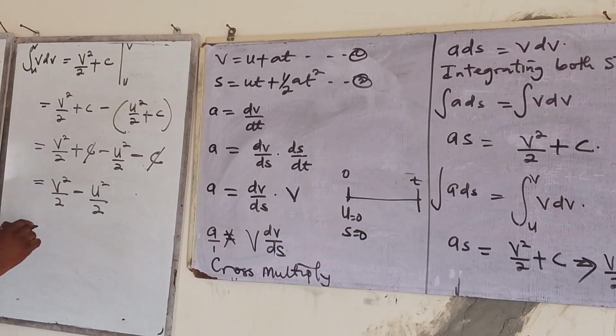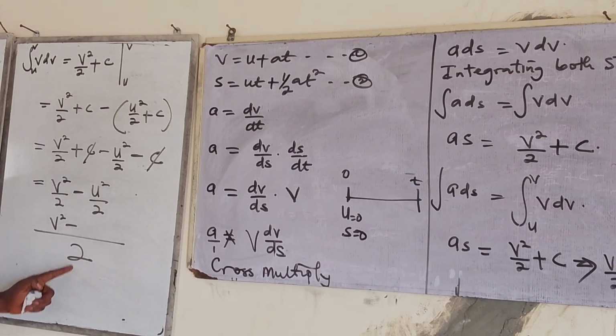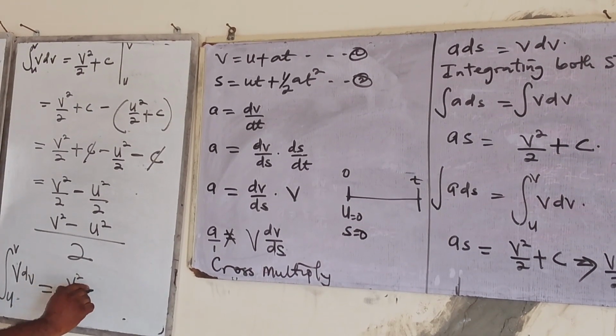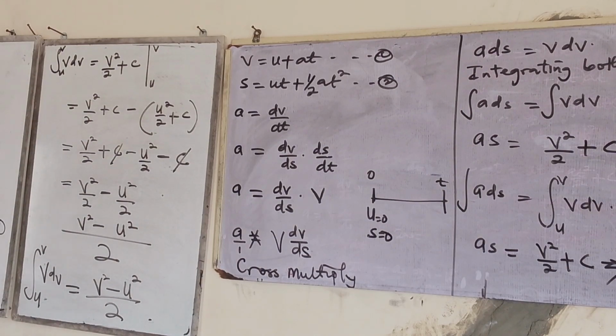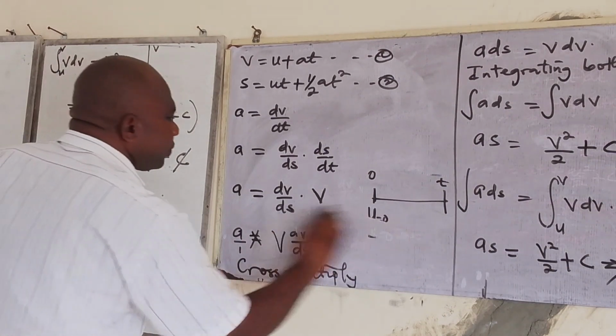Let's look at the LCM. The LCM of 2 and 2 is 2. 2 into 2 is 1, and 1 times v squared is v squared. Minus 2 into 2 is 1, and 1 times u squared is u squared. So the integral of v dv, with v as the upper limit and u as the lower limit, will be v squared minus u squared all over 2.